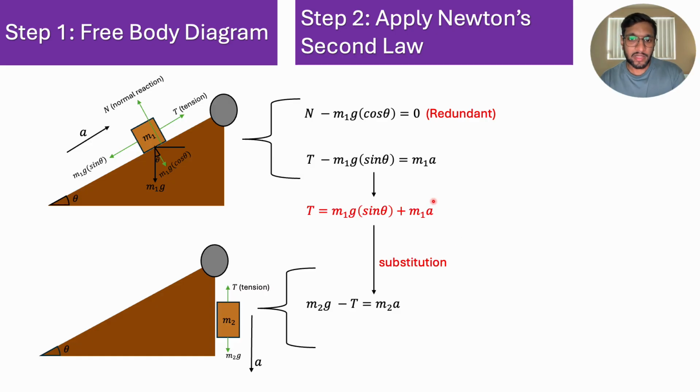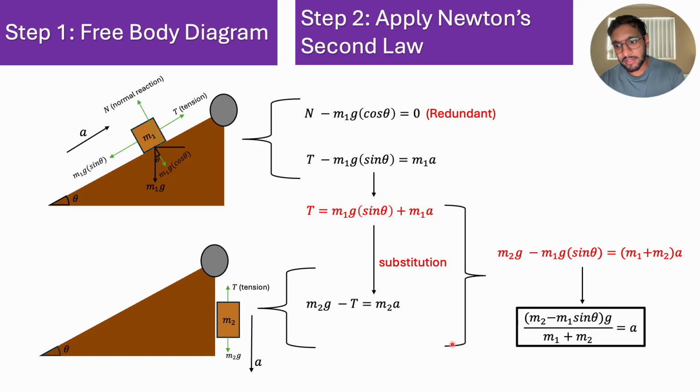So finally we can substitute the value of T into the third equation in order to get the final result for the acceleration, that is a equals (m2 minus m1 sin theta) g upon (m1 plus m2). This expression also tells us that our assumption for the acceleration direction is only true when this is positive, which means m2 is greater than m1 sin theta, or else it will be negative.